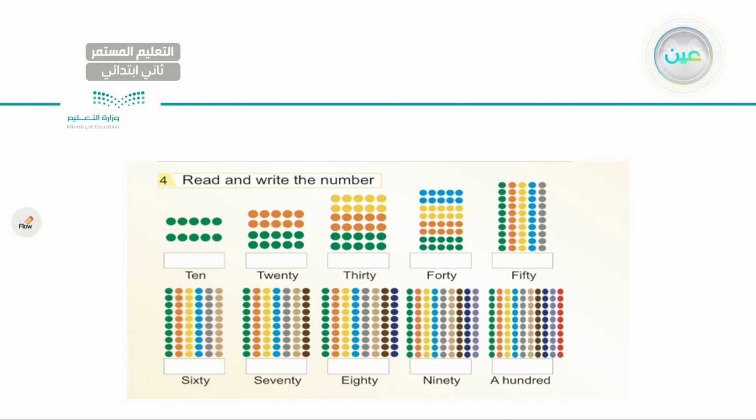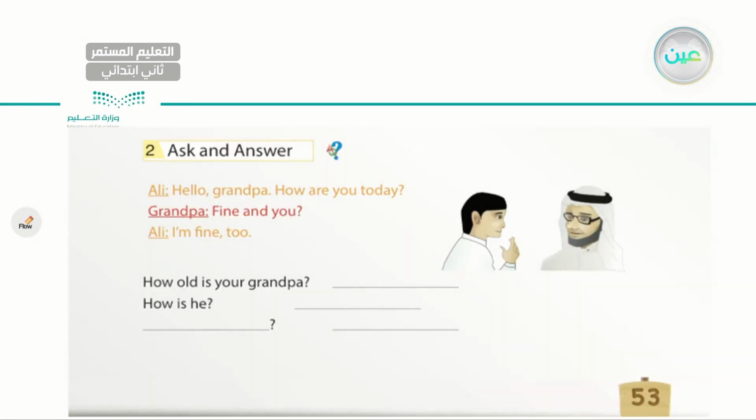Count and write the numbers. As you can see here, this is the upper part. I have the word, but I need you to write the number. So, number 10, 20, 30, 40, 50, 60, 70, 80, 90, 100. Very good, my dear student. Make sure you are writing the correct numbers as well.